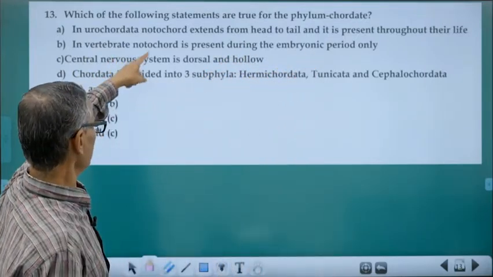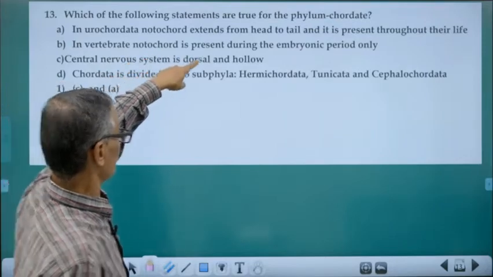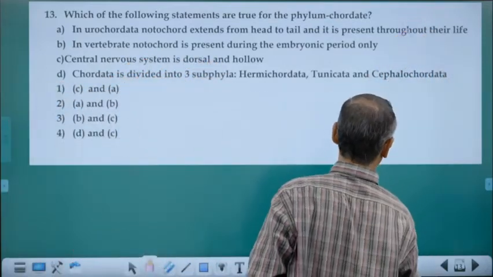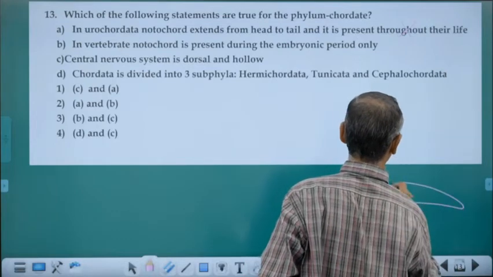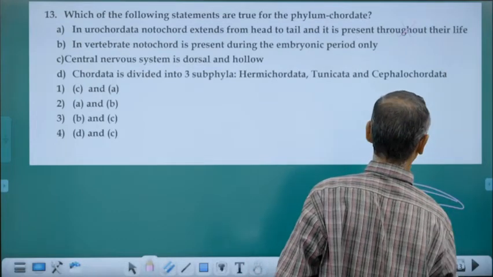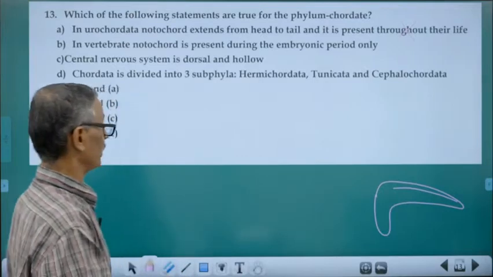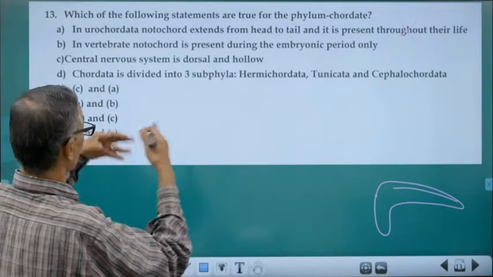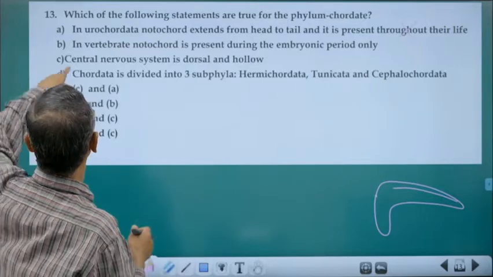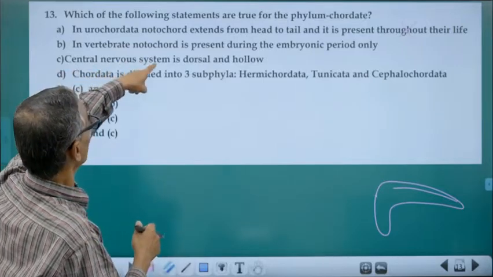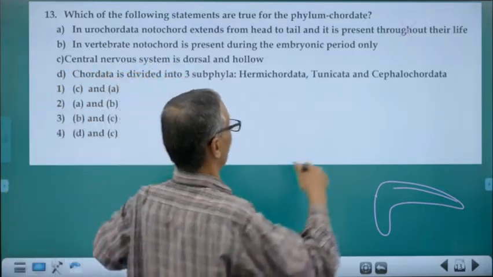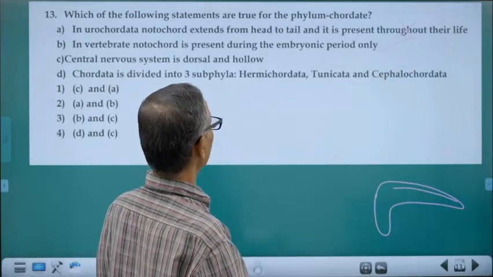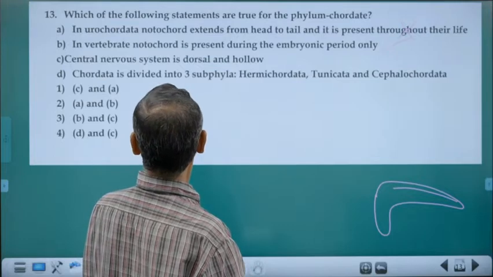In Urochordata, notochord extends from head. Why is it called uro? It is only present in the tail region, in the larval stage. Only in the tail region, the notochord is present. As it becomes adult, as it metamorphoses, the notochord disappears. In vertebrates, notochord is present during the embryonic period only. Correct. Later on, it is replaced by a well-developed vertebral column.